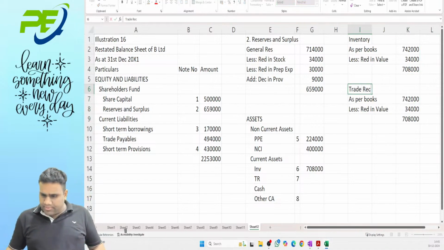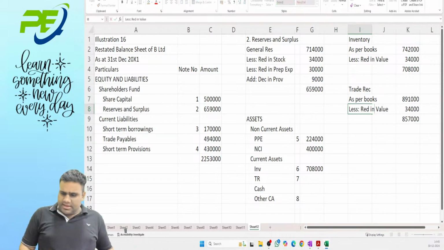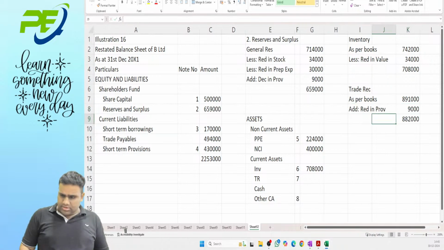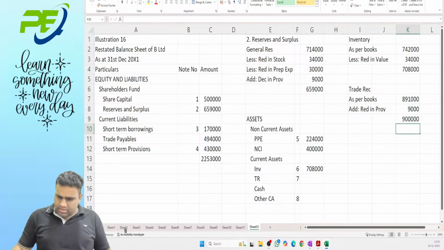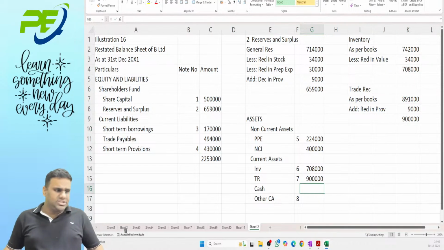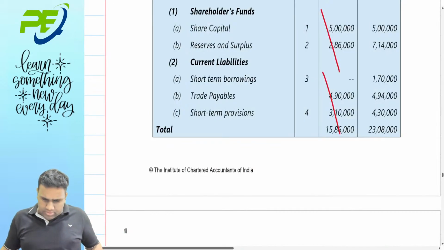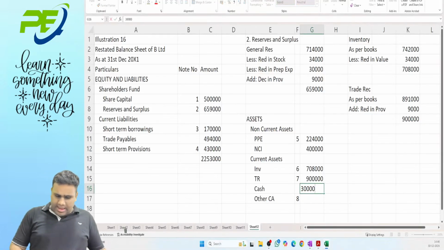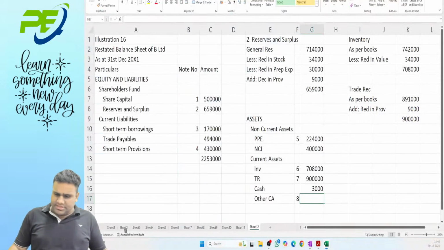Trade receivable as per books was 891. And add reduction in provision 9,000. So revised value 9 lakhs. Cash and cash equivalents, any change? Cash, any change? No. So 3,000.